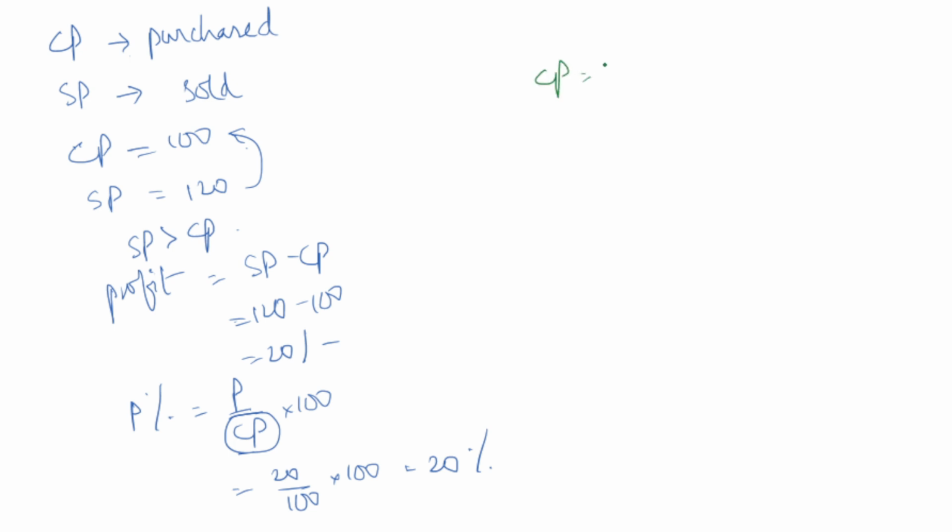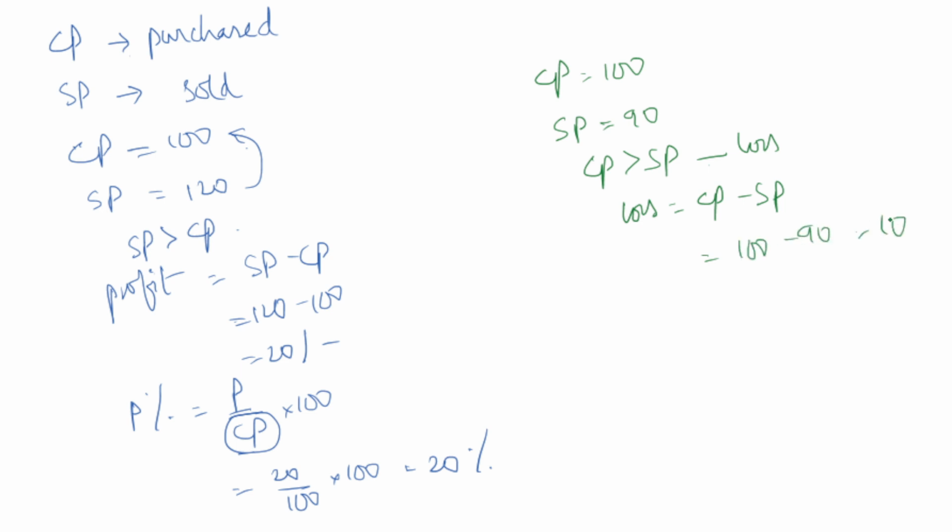We will see another case. If cost price is 100, you purchased the book for 100 rupees, and if you sold it for 90 rupees, you sold it for 10 rupees less than the cost price. In this case, cost price is greater than selling price, so there will be a loss. So what is loss here? Loss is equal to cost price minus selling price, so this is 100 minus 90, it is 10 rupees. Loss is 10 rupees.